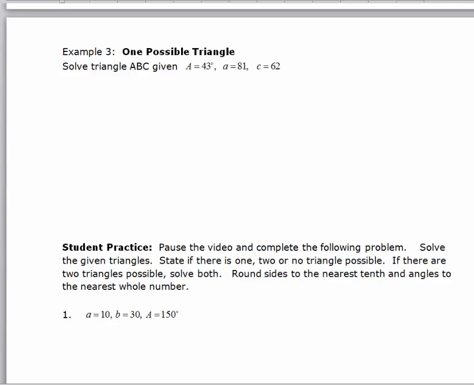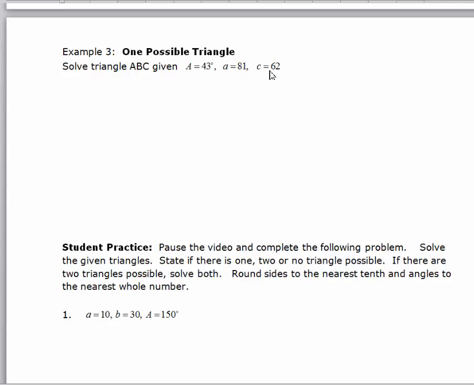We've looked at the scenario where there is no triangle possible, and we just looked at the scenario where there's two triangles possible, and now we're looking at the scenario of the side-side-angle where there is just one possible triangle. Algebraically, I'm just going to show you how to set this one up. We can assume that there's a second triangle and then see if that second triangle is going to work.